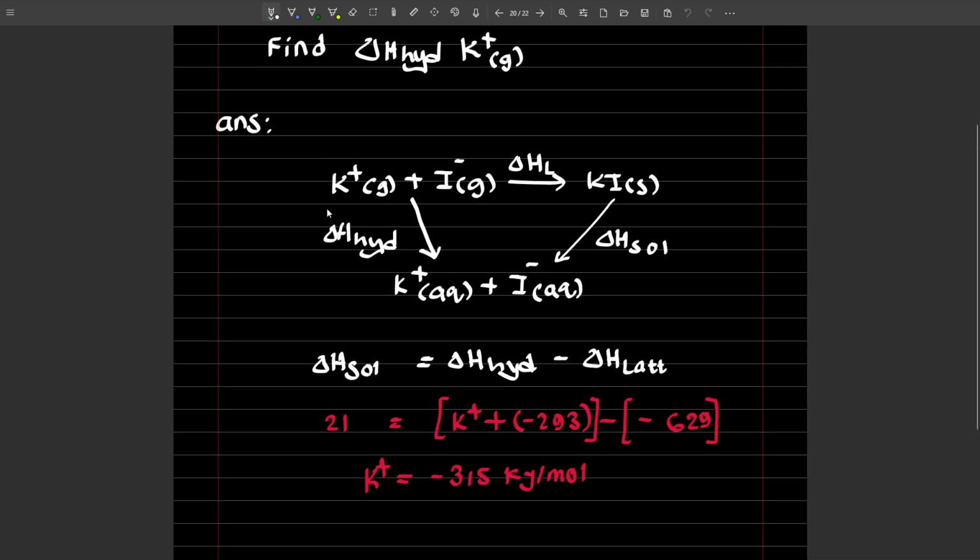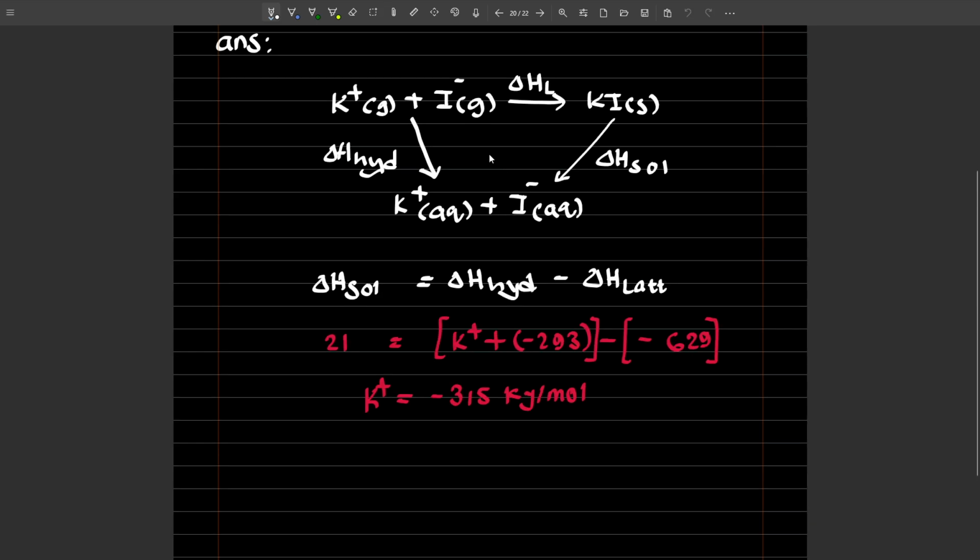First, we start with the elements which are in their ion forms in gaseous states, and we convert them into the solid ionic compound. And this conversion from these gaseous ions to 1 mole of solid ionic compound is called enthalpy change of lattice energy. And what we learned today was that the enthalpy change of hydration is basically when we take these gaseous ions and convert them into aqueous ions. And for enthalpy change of solution, when we take this potassium solid ionic compound and convert it into its aqueous ions, it is known as enthalpy change of solution.